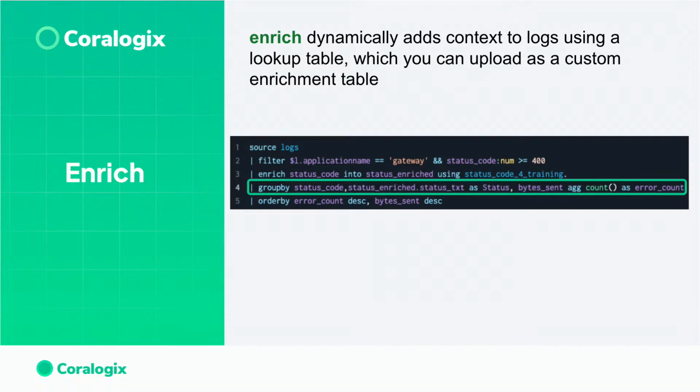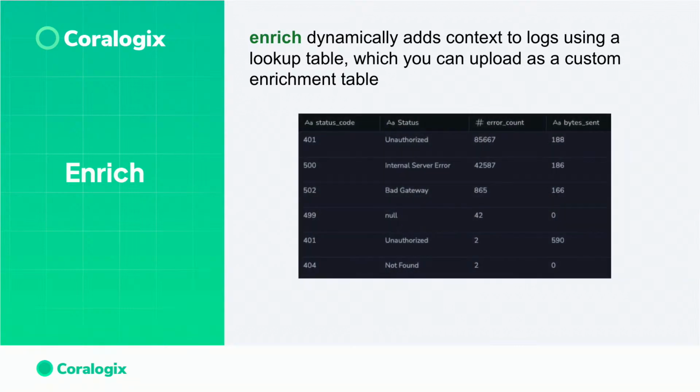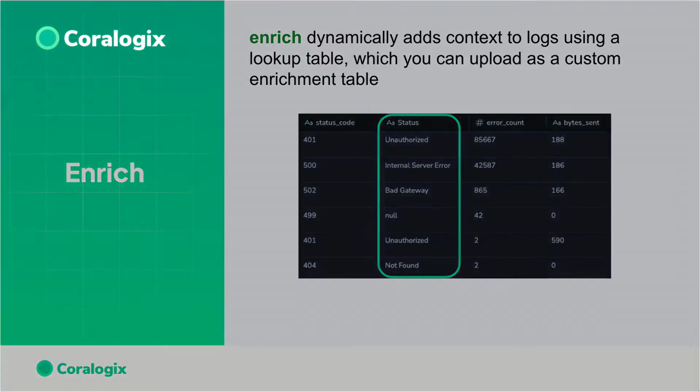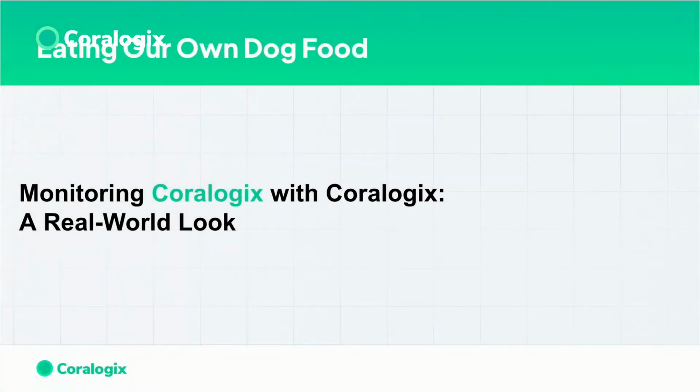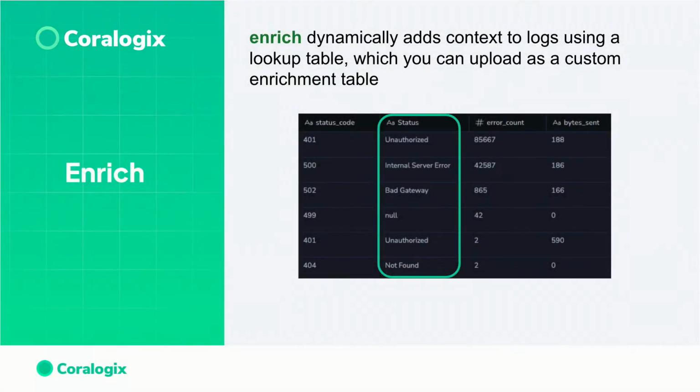It's not only that I added context and got it as a JSON. This is nice, but I want to take it one step further and actually group by my new field, and this is what I get. This is a new dimension that didn't exist, status. This is very cool. So just going one slide back, I also added the error count and bytes sent, so I get way more context while analyzing something.